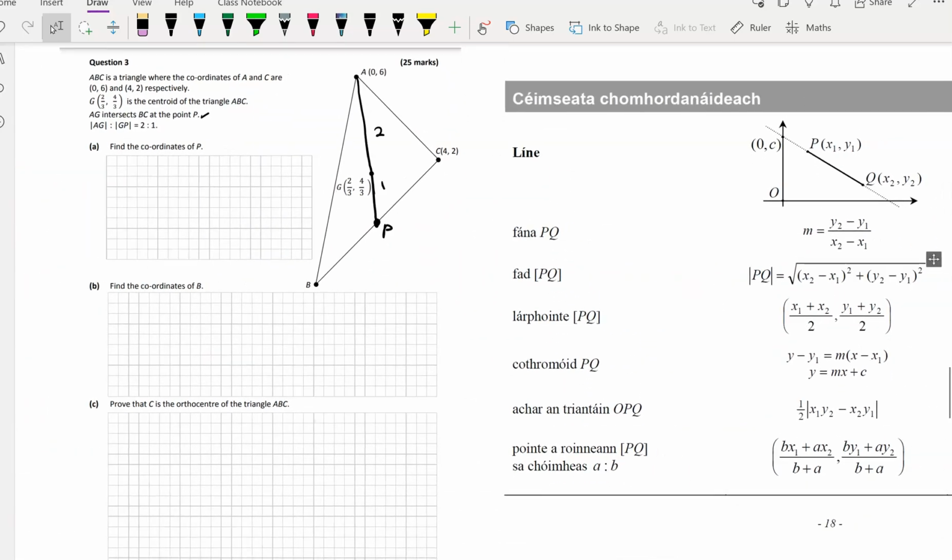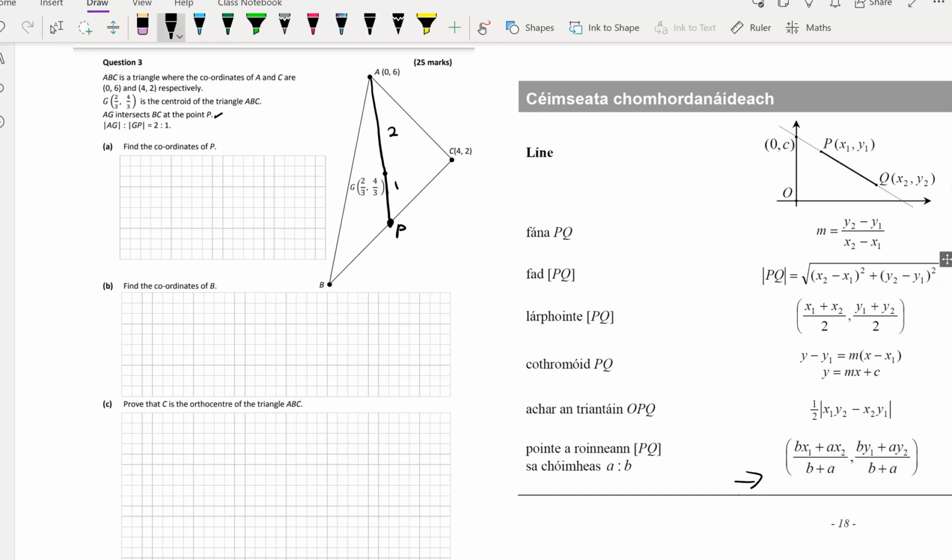The ratio formula is down here, this side of page 18 of the tables: (bx1 + ax2) all over (b + a), comma, (by1 + ay2) all over (b + a).